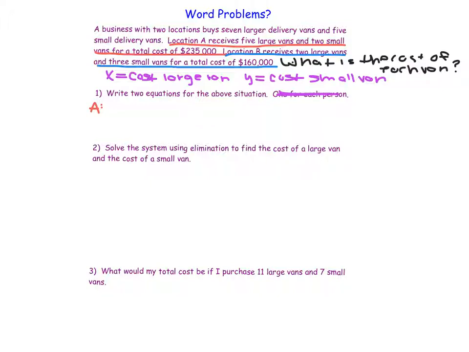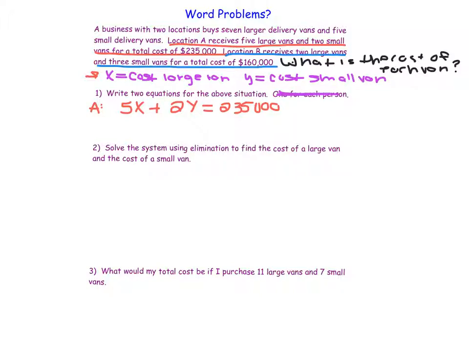So location A receives 5 large vans. My equation for location A is going to be 5 times x. So I have 5 large vans times the cost of a large van plus 2 small vans times the cost of a small van, which is y, is equal to $235,000. That's how the cost is calculated for location A: 5 times the cost for a large van plus 2 times the cost for a small van is equal to $235,000.